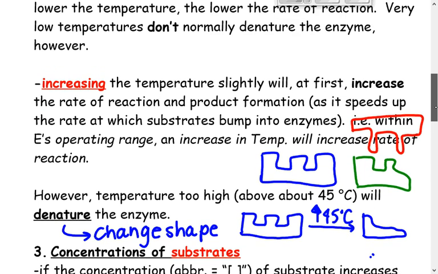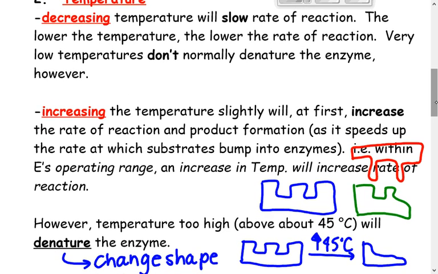This is why if we are stuck out in the cold, we can often come back from hypothermia. But in those tragic cases where babies are left in cars, they die because their temperature gets too high and their enzymes change shape.